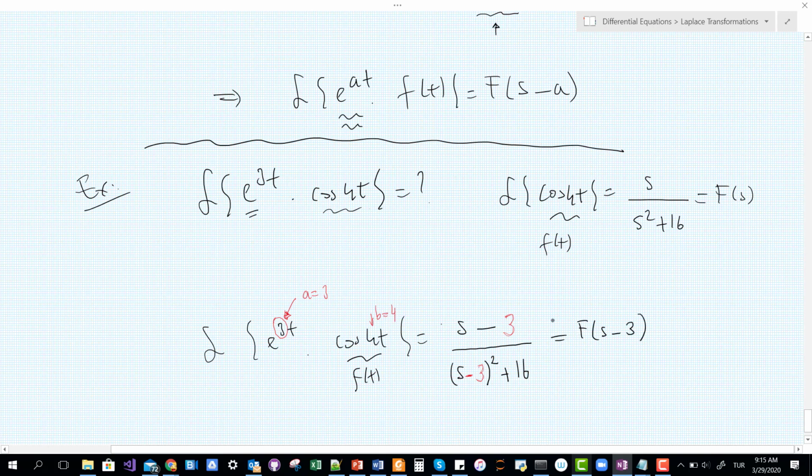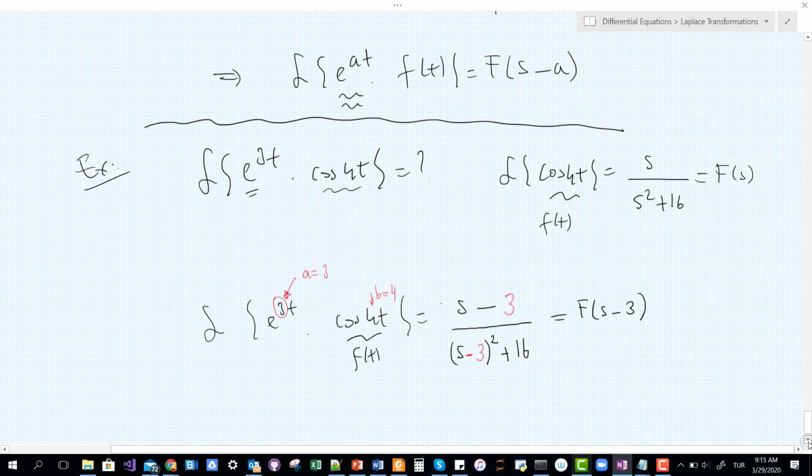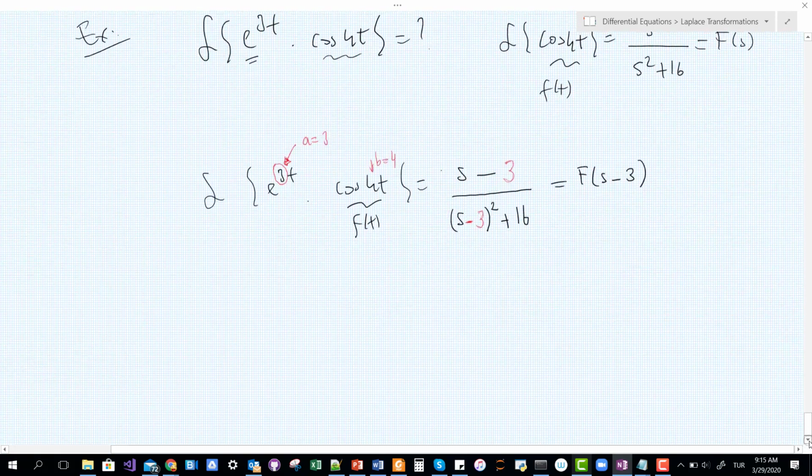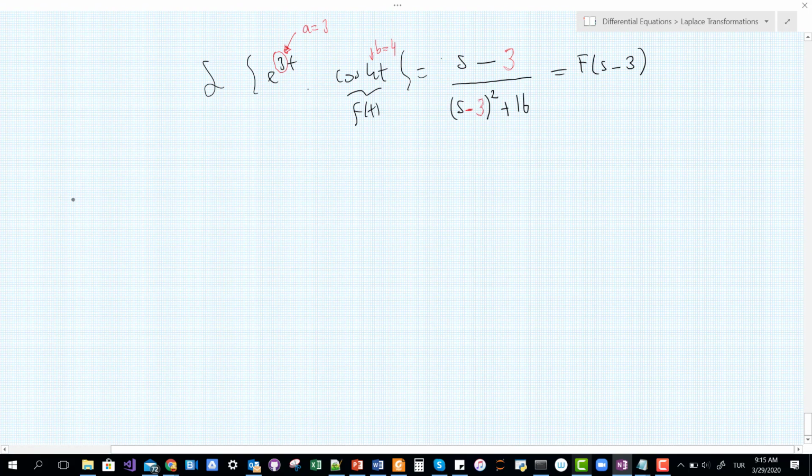That's how I use this theorem to find out another Laplace transformation of the given function. Another example, e to the 2t times sine 5t.